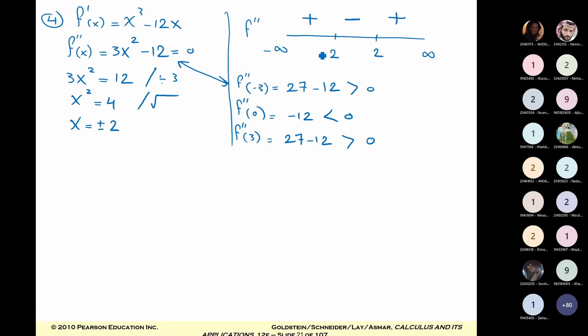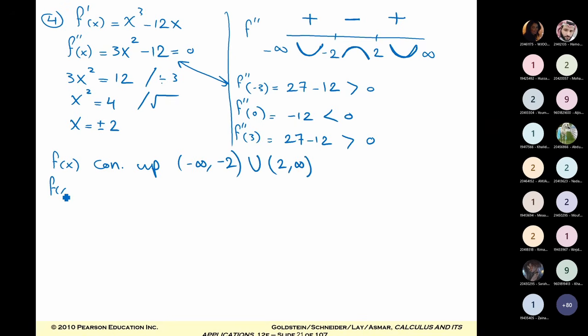So this is concave up, down, and up. So f of x is concave up from minus infinity to negative 2 and from 2 to infinity. And f of x is concave down from minus 2 to 2. Okay.